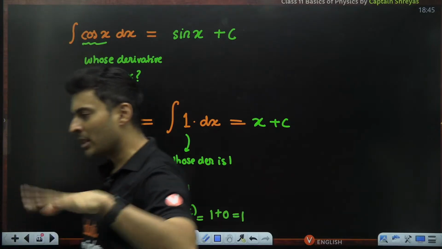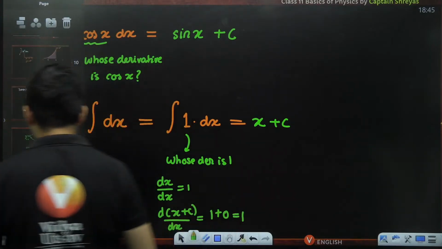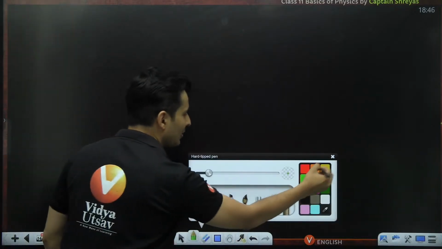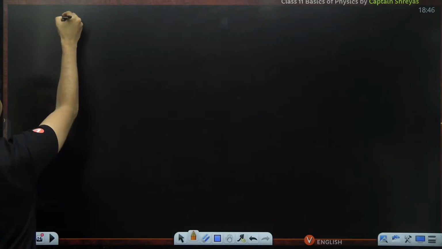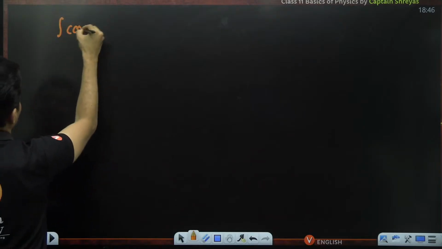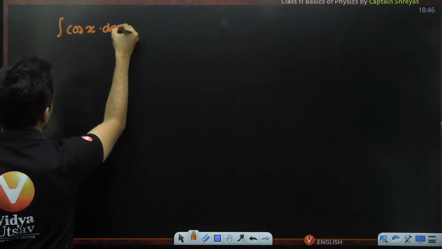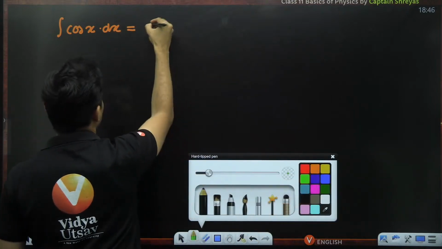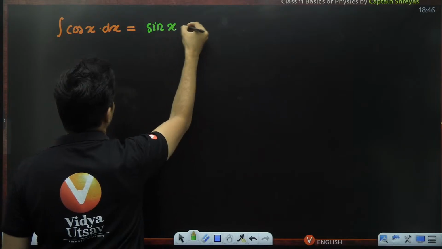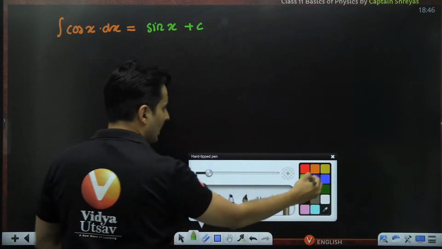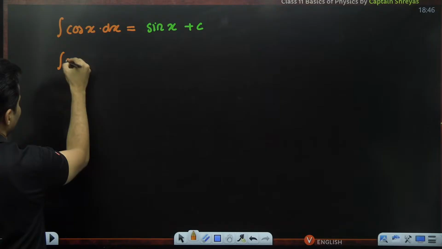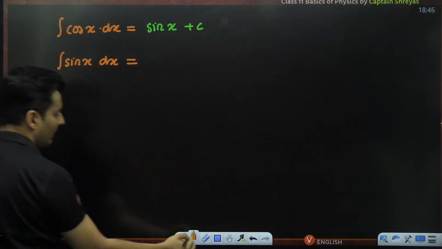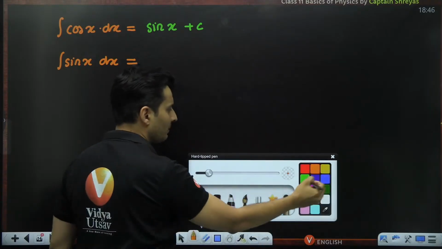Guys, got it? So now it will be easier for me to explain the formulas of integration. Observe. If I ask you what is the integration of cos x dx, immediately you will jump and tell me, sir, the answer is sine of x plus c. If I ask you what is the integration of sine x dx, let's see how many of you are able to jump and answer the question.